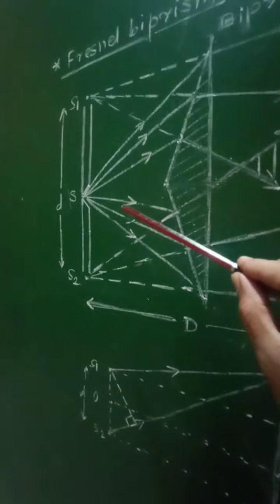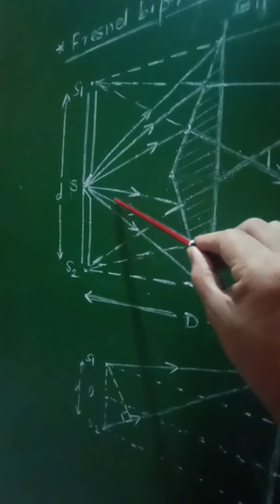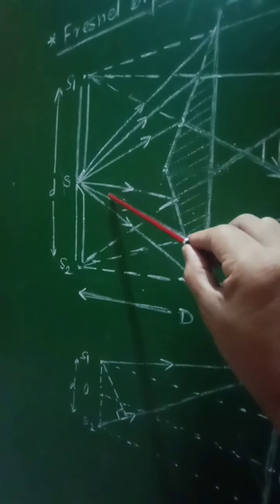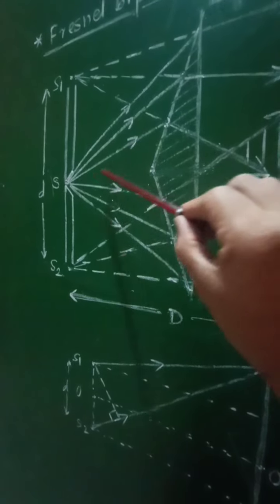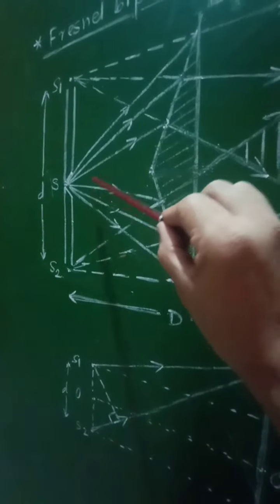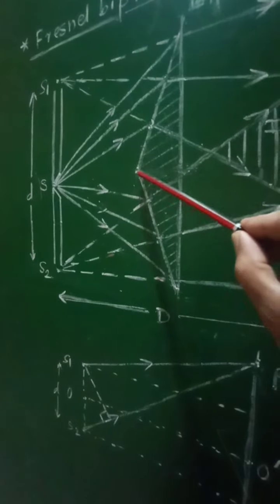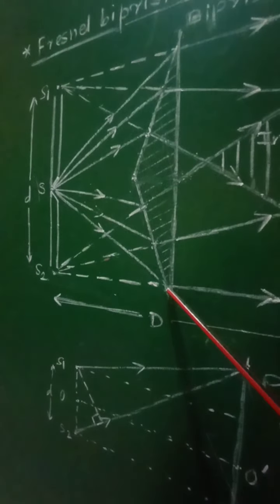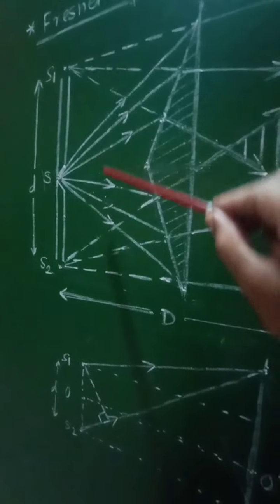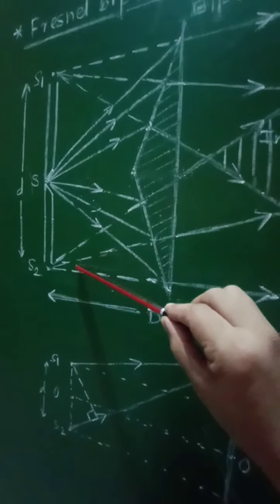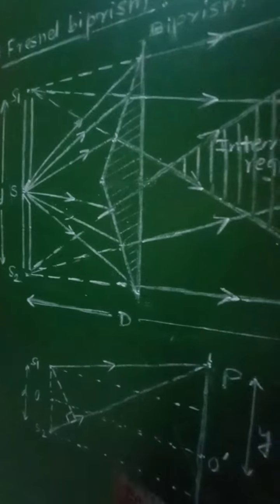Then let S be the slit which is acting as the source of light. When light is emitted from the source S and is incident on the refracting edges of that biprism, it will give rise to two virtual sources S1 and S2, which are monochromatic and coherent sources.